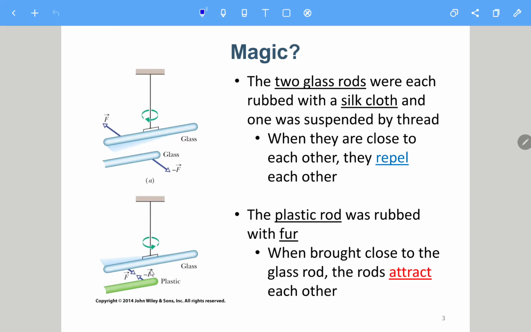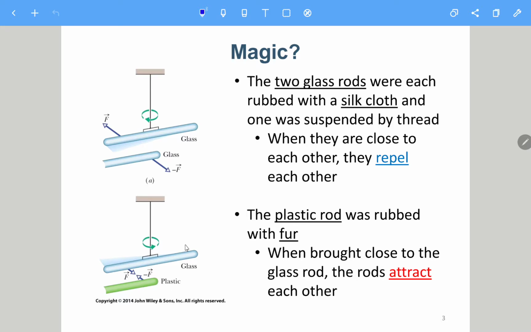And then the other one is, if we change this glass rod to another plastic rod, actually you don't really need to remember this is glass, this is plastic, or this is silk cloth. You don't need to remember that. I will not ask it in the exam.